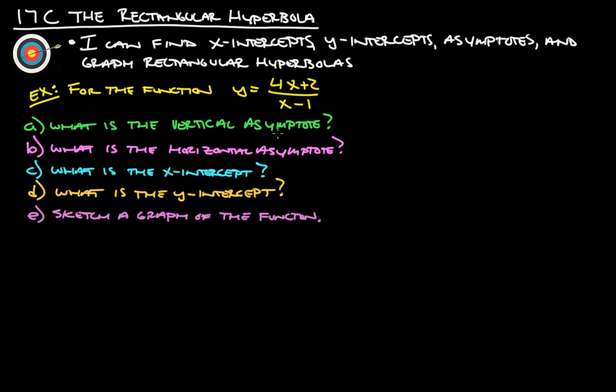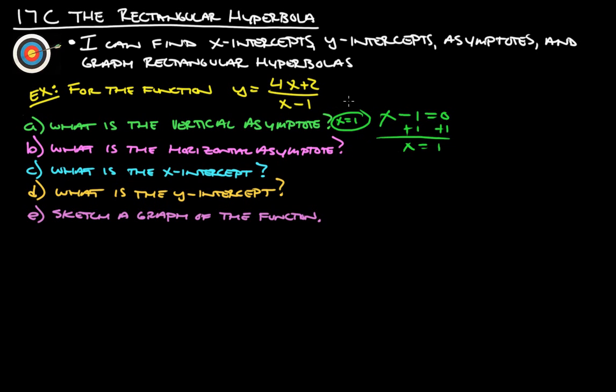First question, what's the vertical asymptote? Okay, so that's the asymptote that goes up and down. So basically, vertical asymptote is asking what can't x be. So that's when we want to know when x minus 1 is going to equal 0, because we can't have that equal to 0 because we can't divide by 0. So add 1 to both sides and we get x equals 1. So the vertical asymptote is x equals 1.